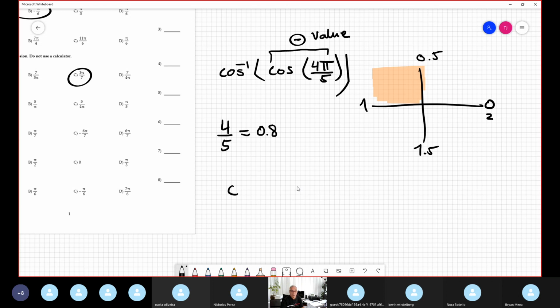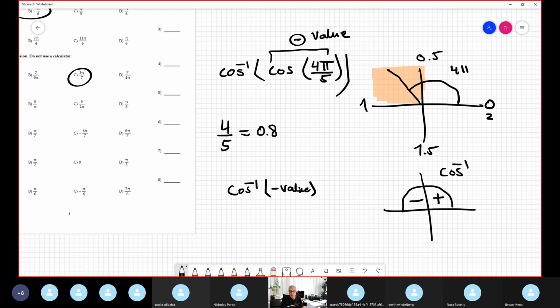Now I know that cosine inverse of a negative value lies in the second quadrant. This is the agreement for the cosine inverse. So my angle is here. This is 4 pi over 5. The answer that I obtain here is in the second quadrant. This theta lies in the second quadrant. And this is a perfect coincidence.